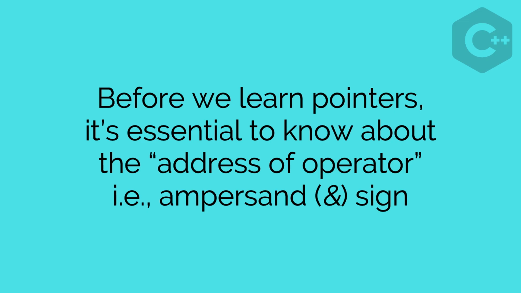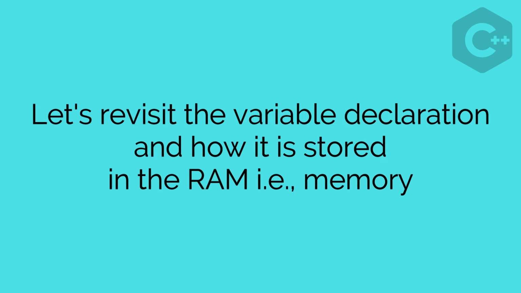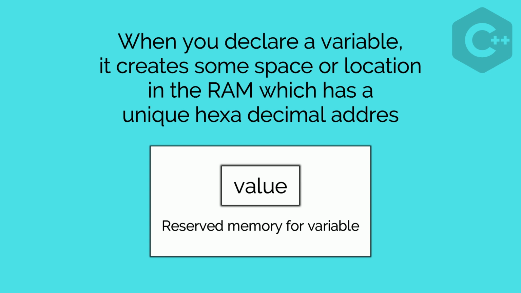Before we learn pointers, it's essential to know about the address of operator, that is ampersand sign. So let's begin. Let's revisit the variable declaration and how it is stored in the RAM, that is memory. When you declare a variable, it creates some space or location in the RAM which has a unique hexadecimal address.